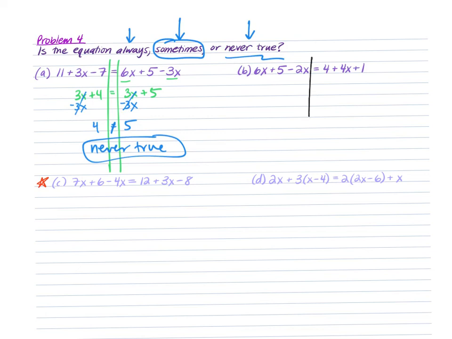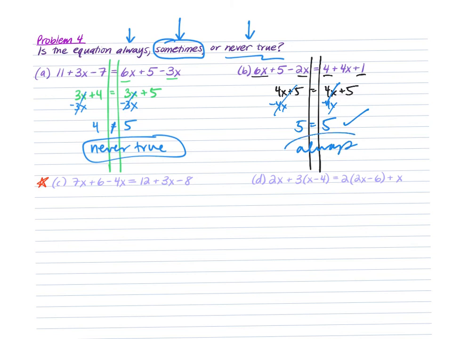Okay, and let's look at this example here. Simplify, this becomes 4x plus 5 because we combine these two. We combine these two, and this is 4x plus 5. We can see these are the same things. When we go to subtract the 4x from both sides, they cancel, and we get 5 equals 5, which is always true. So this is going to be always true. No matter what number you plug in here, x can be literally any number, and it will be true. Okay, so that's never and always.